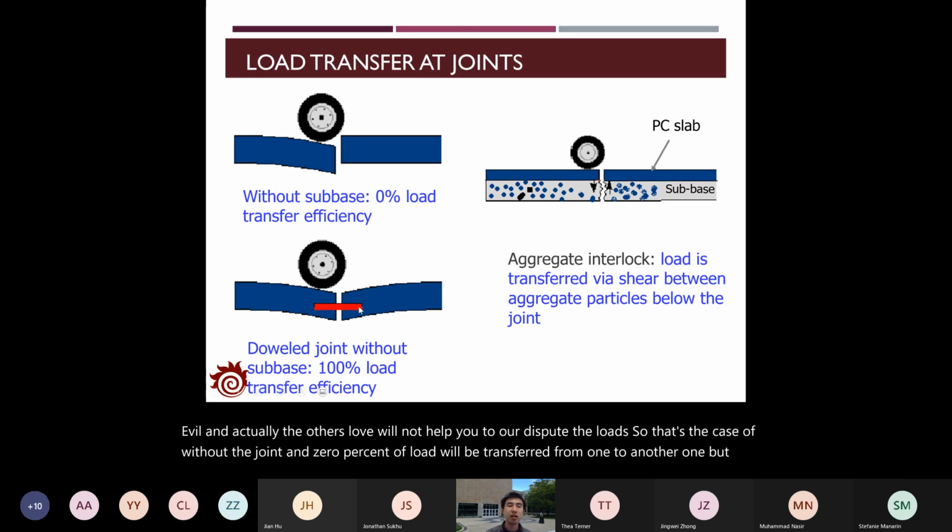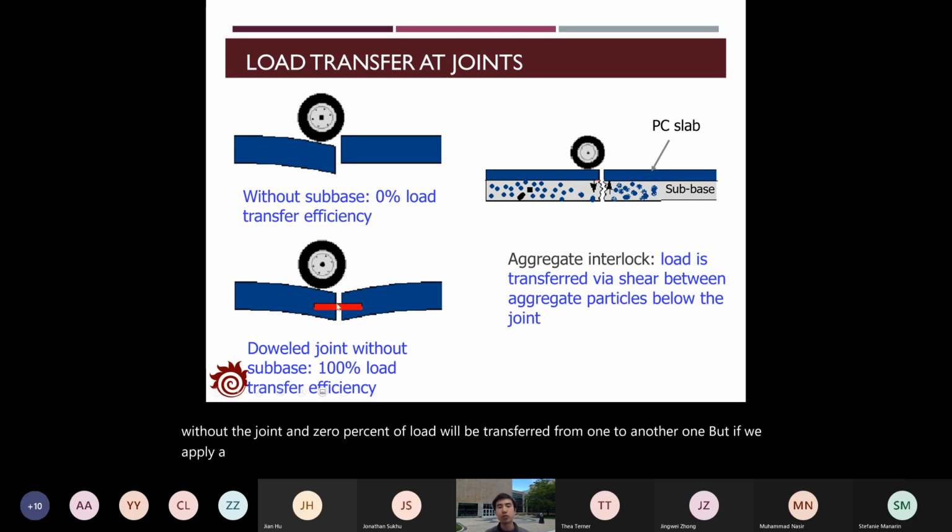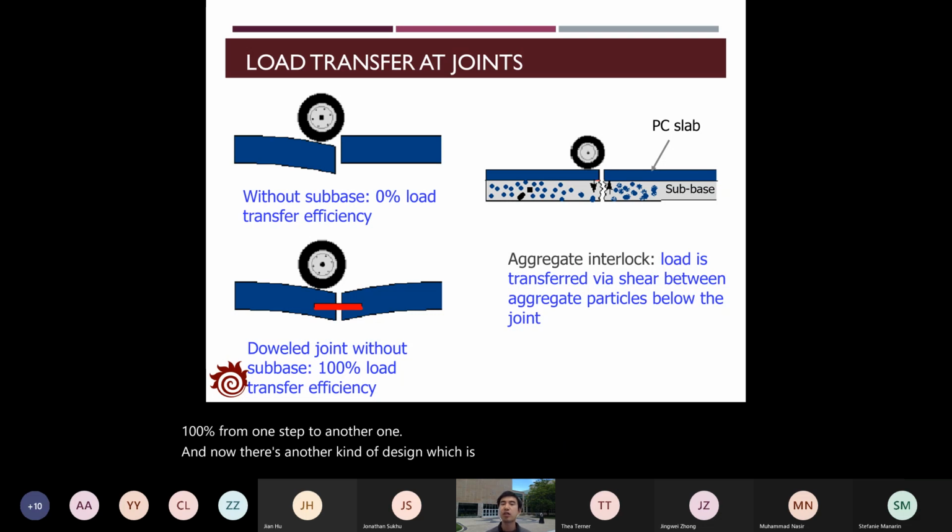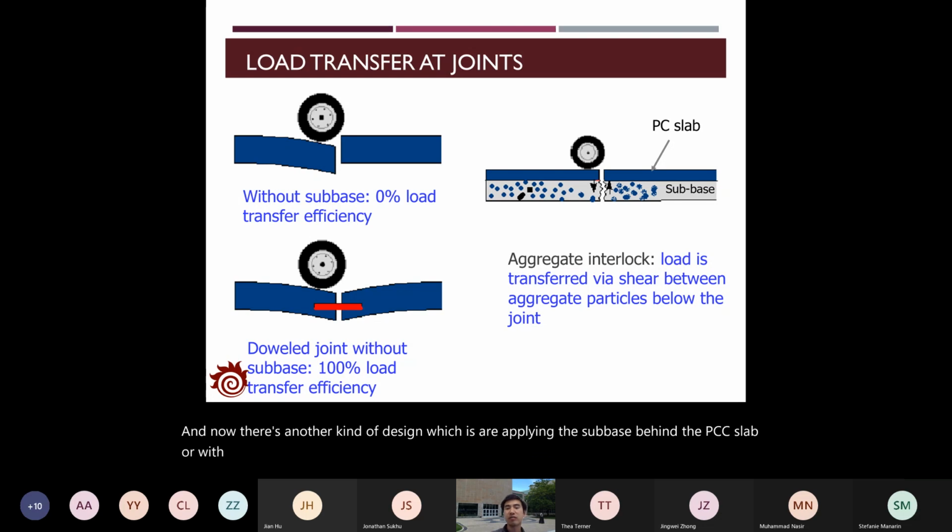But if we apply a dowel bar to connect two PCC slabs, then this kind of bar can actually transfer the load 100% from one slab to another one. And there's another kind of design which is applying the subbase behind the PCC slab. With the subbase behind, we can partially transfer the load from one slab to another one. This kind of transfer is actually caused by the shear force between the aggregates from the subbase under the joint of the two PCC slabs.